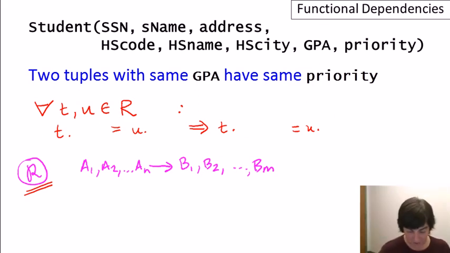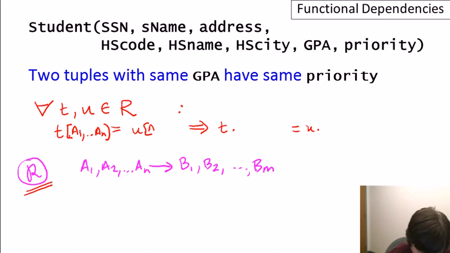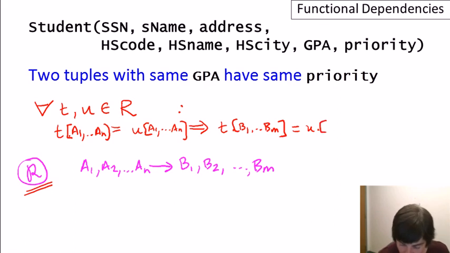Modifying the formal definition in red, now I can't use the dot notation anymore, so I'll use a square bracket, and I'll write T[A1 through AN] equals U[A1 through AN]. So what I'm saying here in this case is that the two tuples T and U have the same values for all of the attributes A1 through AN, and if they do, then they will also have the same values for B1 through BM. We'll be getting to some concrete examples soon.